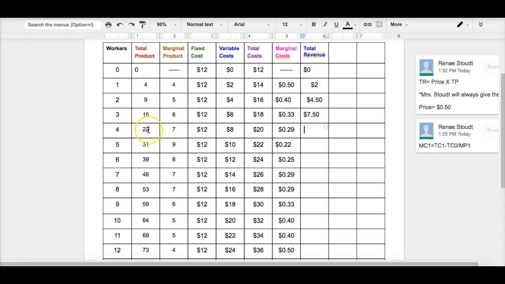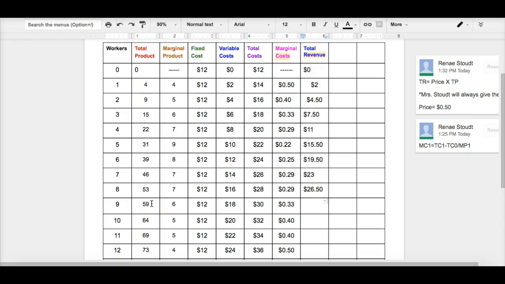At 4 workers, we're going to take 22 times 50 cents to get $11. At 5 workers, we're going to take 31 times 50 cents to get $15.50. At 6 workers, we're going to take 39 times 50 cents to get $19.50. At 7 workers, we're going to take 46 times 50 cents to get $23. At 8 workers, we're going to take 53 times 50 cents to get $26.50.